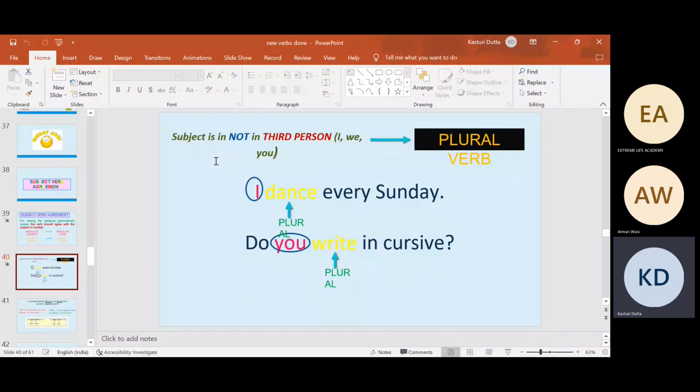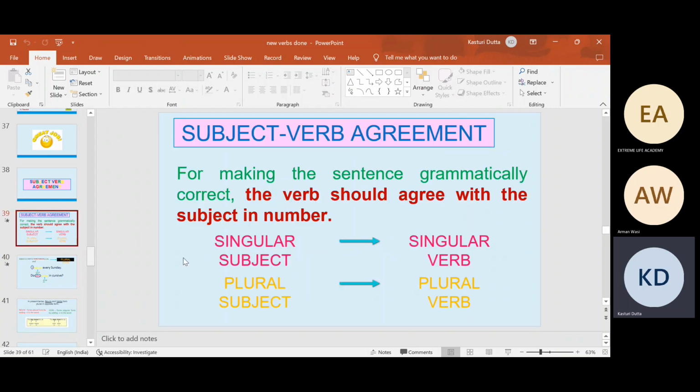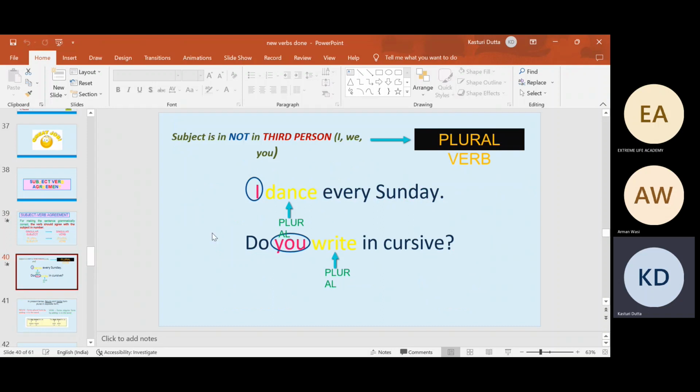See, subject is not in third person. I mean, you have understood the concept of pronouns he, she, it, they. It is a singular person. I dance every day. So what do they mean to say? Just try to understand the rule. The verb should agree with the subject in number. What is the verb in the sentence? Dance. So you cannot say I dances.